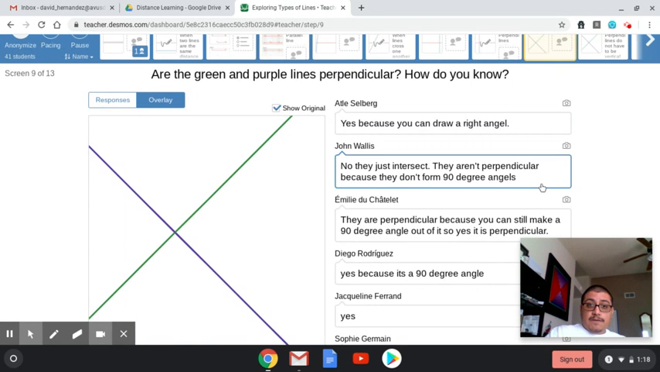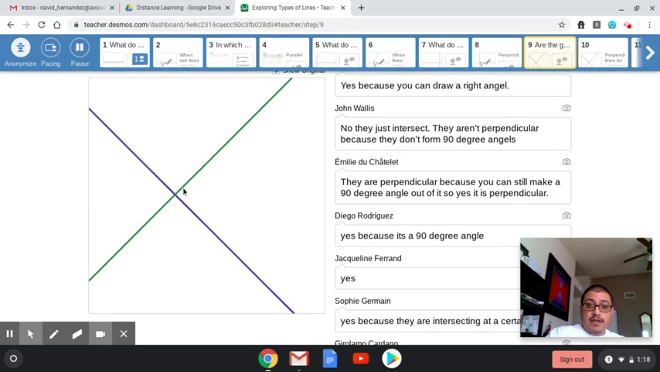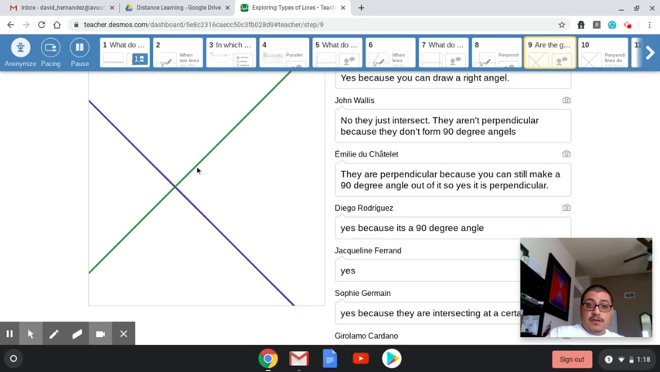All right, what else? Are these perpendicular? Yes, they are. You could draw a right angle, 90 degrees. Now this one said they don't have to be, they don't form 90-degree angles. So yeah, I mean it's really not clear unless we had a protractor to measure these angles. We would never know if they were actually perpendicular or not. You could put a piece of paper in this corner just to see if they're 90 degrees, but other than that, there's no way of knowing just by looking at it, which is in math not the best justification.